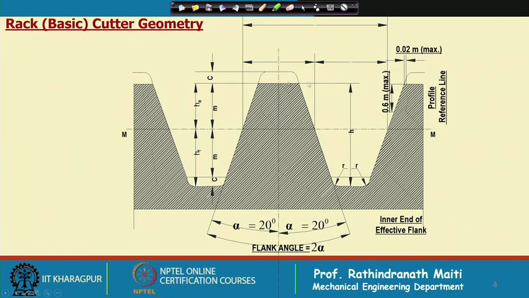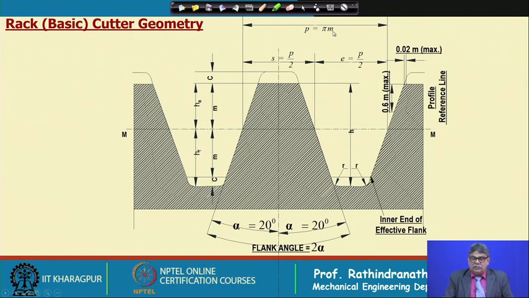Here different proportions are given, which we can read. Also, this is the inner end of the effective flank, and this is at the standard pitch line, which is called the pitch line, not circle. The width of the tooth will be equal to the width of the gap, and this is the circular pitch in the case of a gear. Here of course, it is the straight pitch, which is nothing but P equal to pi into m, the module, and this angle is the standard pressure angle. In this case, it is 20 degree.